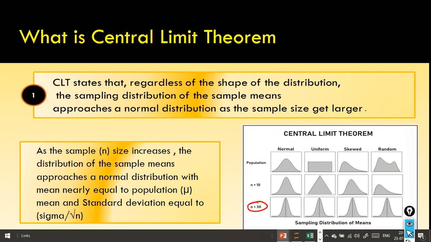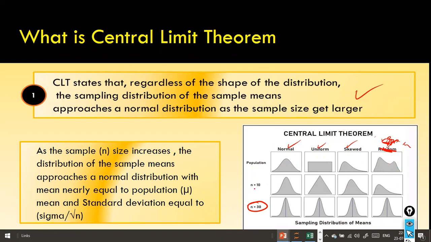What this definition says is, we already discussed different types of distribution: normal distribution, uniform distribution, skewed distribution, random distribution. This is a right skewed distribution, or this is an exponential distribution. So for each population distribution, when you take the population data and plot it, it's a normal distribution, a uniform, a skewed distribution, or an exponential distribution, something like that.